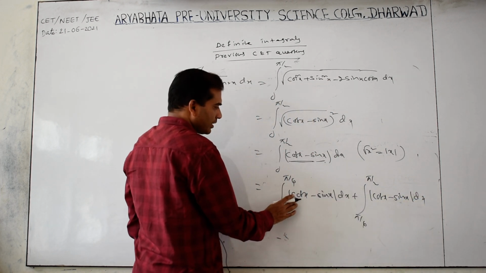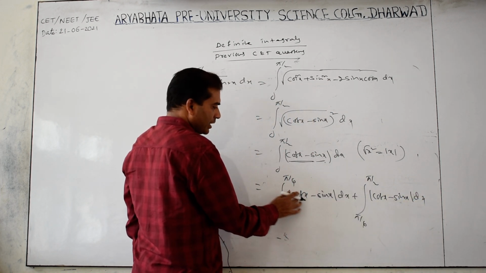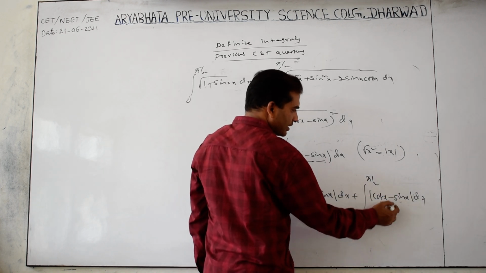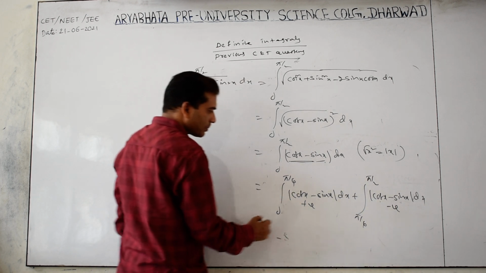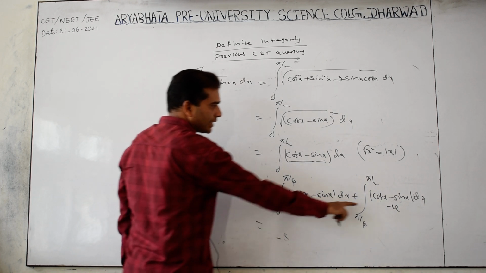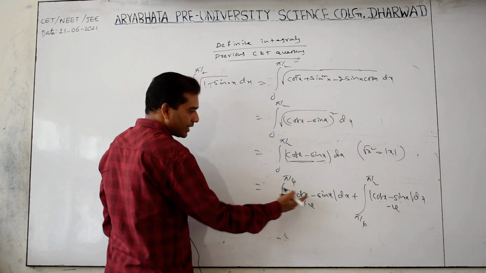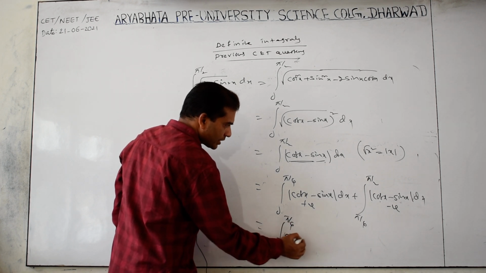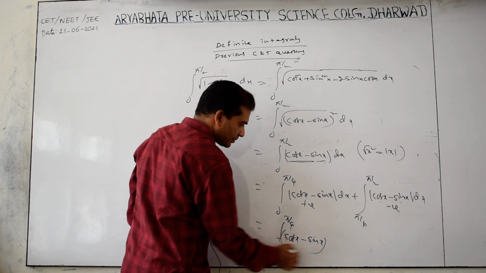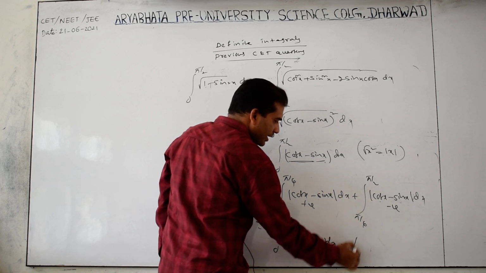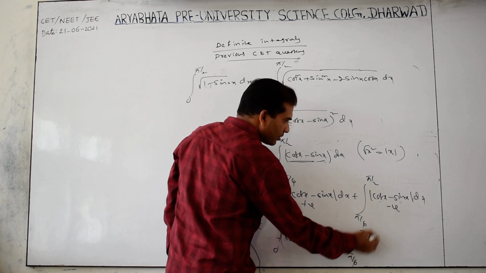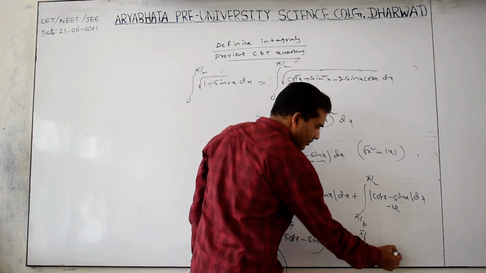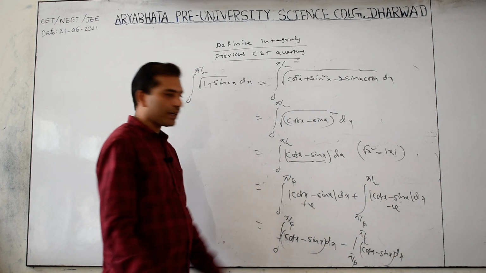In this interval, cos is bigger than sin x, so it is positive. In this interval, cos is smaller than sin, so it is negative. When it is positive, we get plus. When it is negative, we get negative. So, finish. Direct integration: 0 to pi by 4 of plus cos x minus sin x dx, and here negative, minus pi by 4 to pi by 2 of cos x minus sin x dx. Apply integration and we will get the answer.